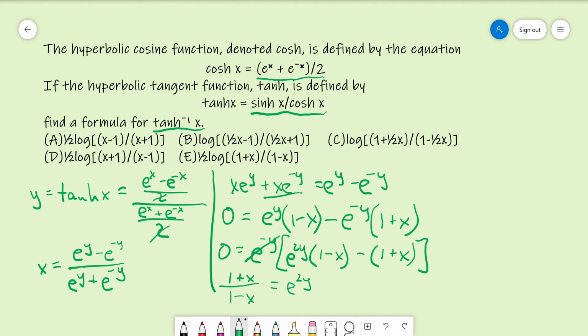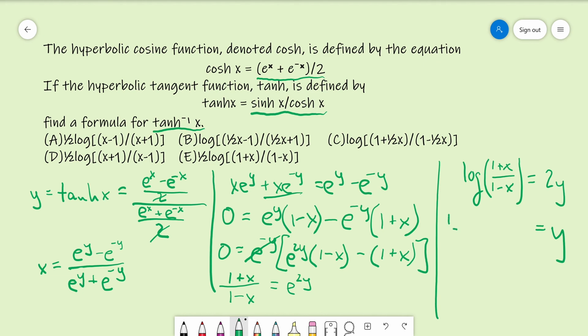If we take logs on both sides, we'll get log of 1 plus x over 1 minus x equals log of e to the 2y, which is just 2y. So we can divide by 2 on both sides. We'll get 1/2 log of 1 plus x over 1 minus x. And that is answer E.